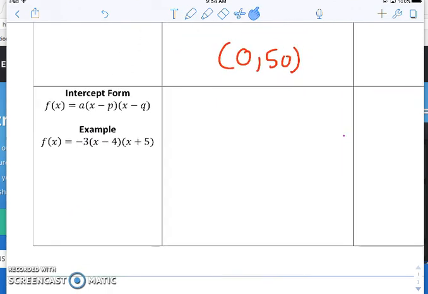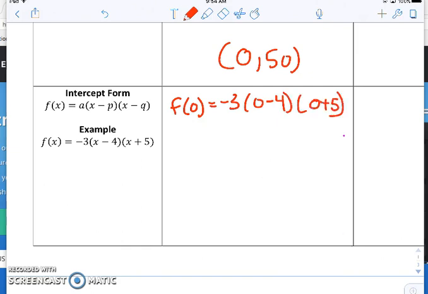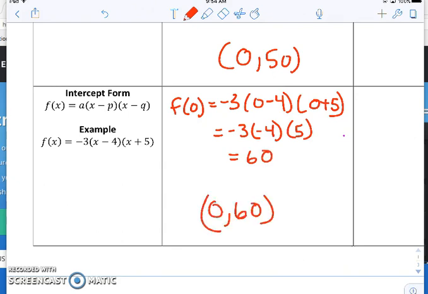And then this last one here, substituting in 0 again for x, we'd have negative 3 times (0 minus 4) times (0 plus 5). So we have negative 3 times negative 4 times 5. So we have 60. So our coordinate is (0, 60).